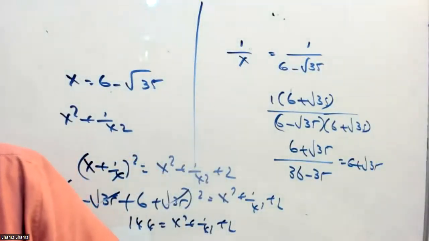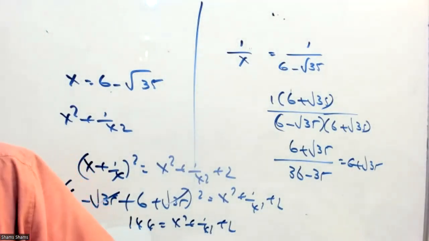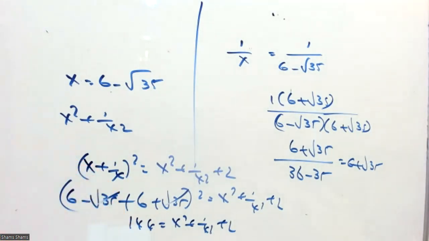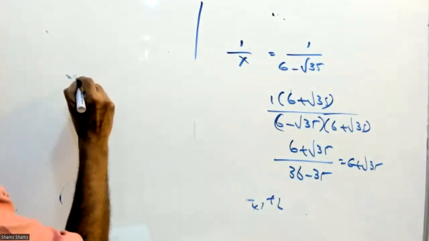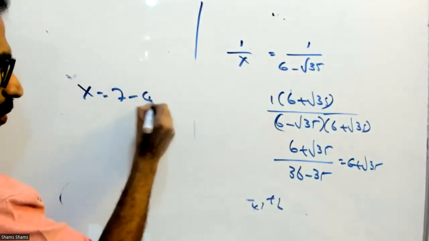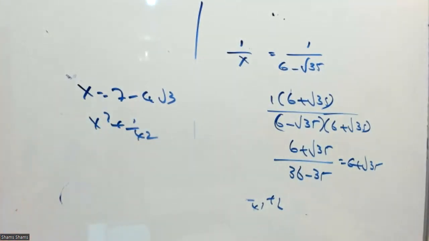Okay, the answer is 140. Corrected now. Okay, try this question, the last question today. x equals 7 minus 4 root 3. Find x square plus 1 by x square.